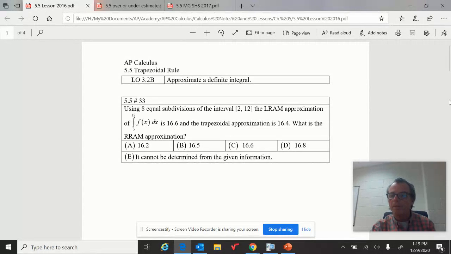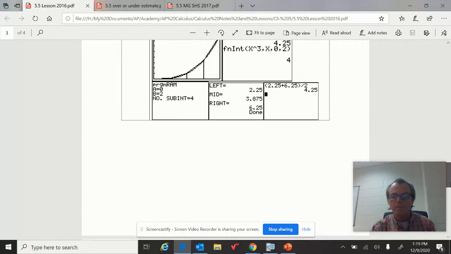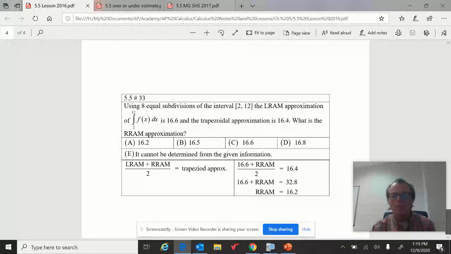So when you're ready, well, we know the trapezoidal approximation is the average of LRAM and RRAM. So what was given was 16 and 6/10. What's missing is RRAM. Divided by 2 equals 16 and 4/10. Clear the fraction, add a negative 16 and 6/10 to both sides, and you get 16 and 2/10. Which, if that's RRAM, averages with 16 and 6/10 to give you the trapezoidal approximation of 16 and 4/10.